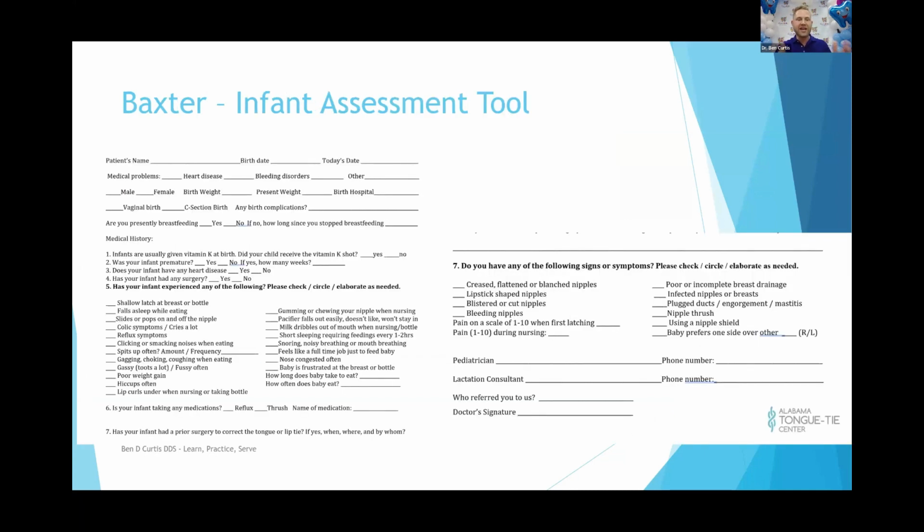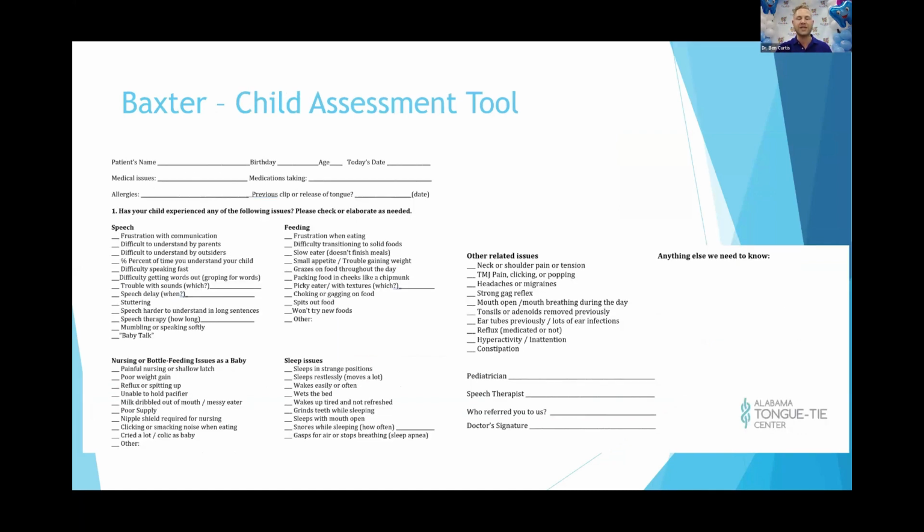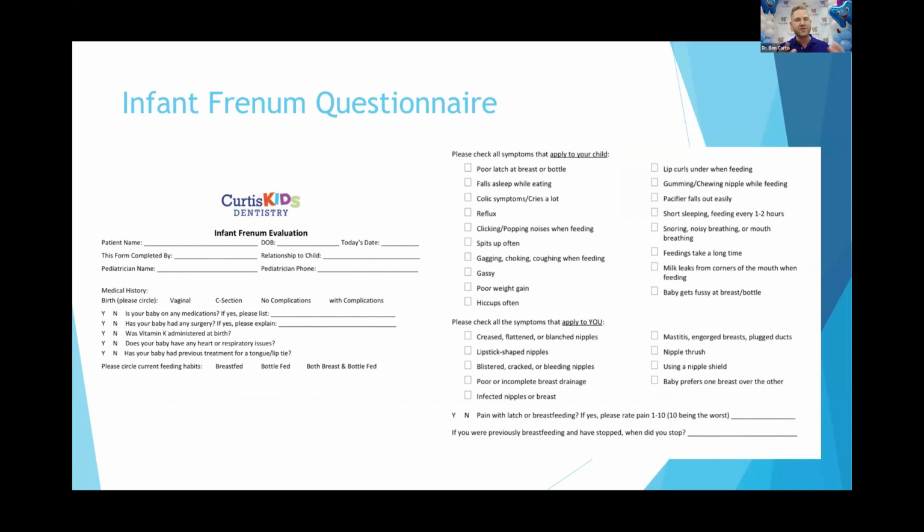He's got infant specific ones. He's got child specific ones. And then you can edit those for yourself, for your office. What we do is we've made these into Weave forms. We use Weave, the platform Weave, and we can text these to the parents. They can fill it out on their phone and send it right back to us.